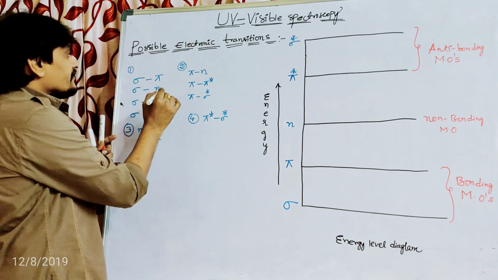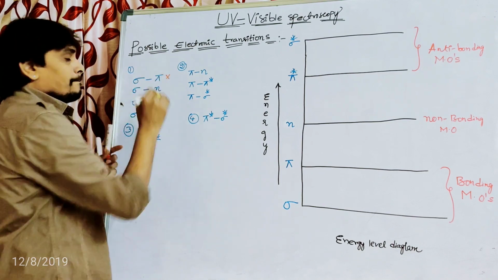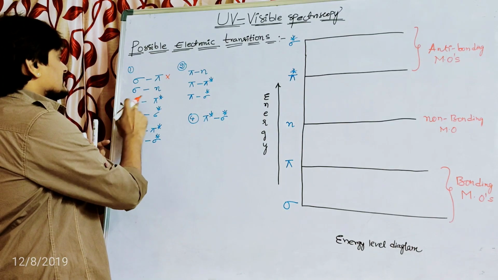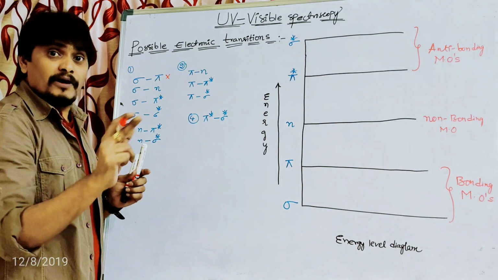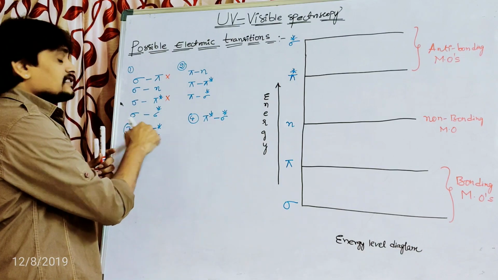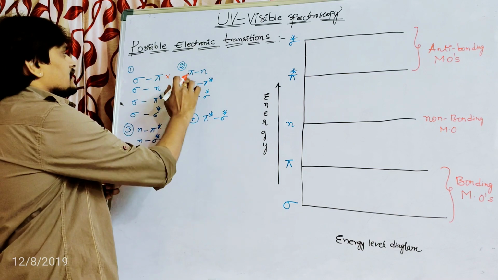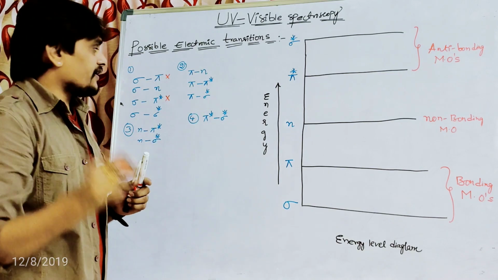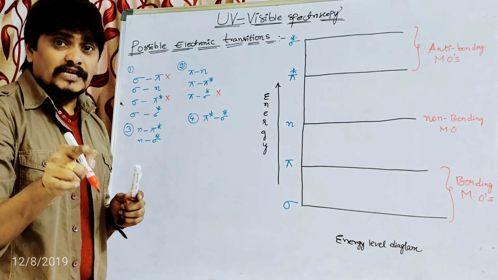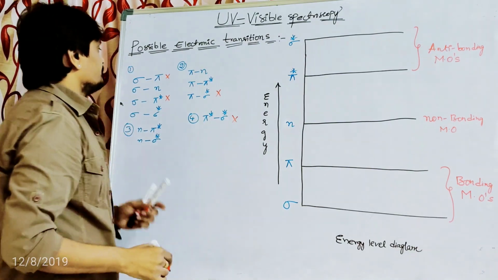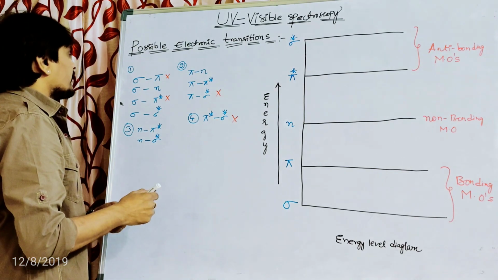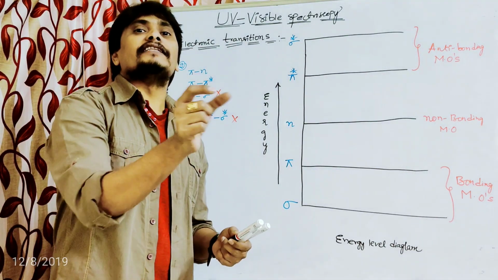Accordingly, this particular expected electronic transition, sigma to pi, is not possible. Let us talk about sigma to n later. Next, sigma to pi star. Both are not symmetrical, so this is not possible. Sigma to sigma star, possible. Next, let us talk about the n later. Next, pi to pi star, symmetric. Next, pi to sigma star, unsymmetric, not possible. Next, pi star to sigma star, not symmetrical, not possible.